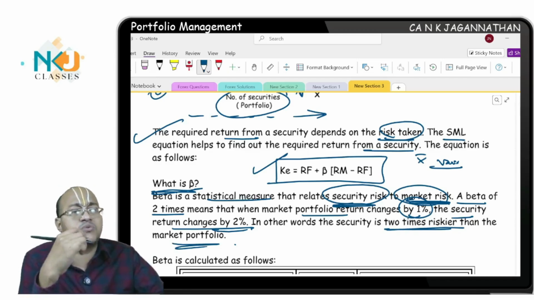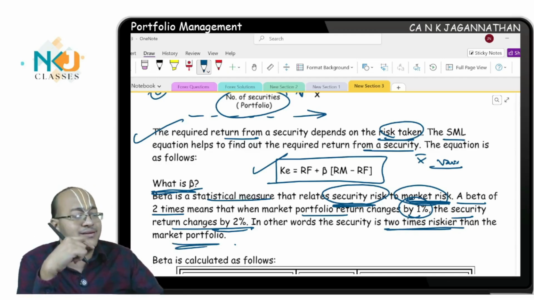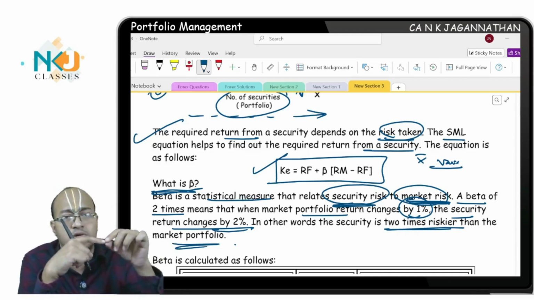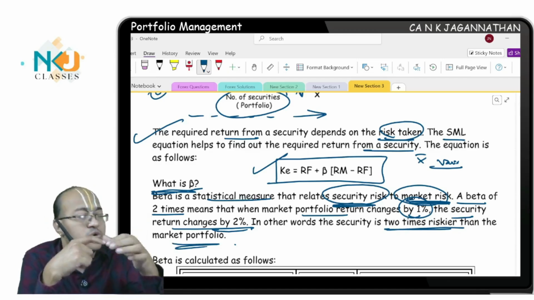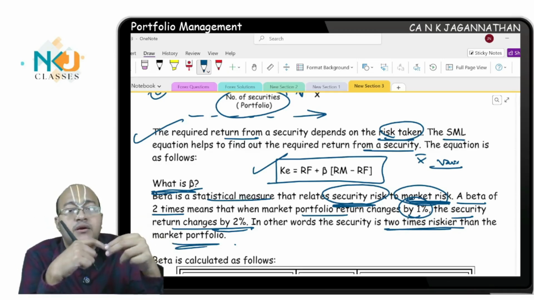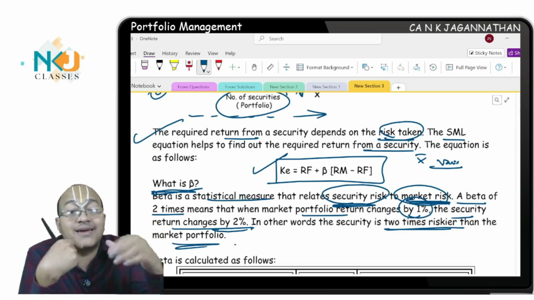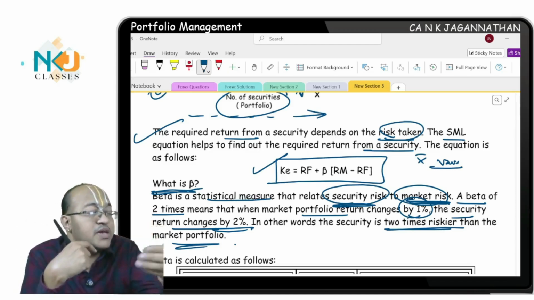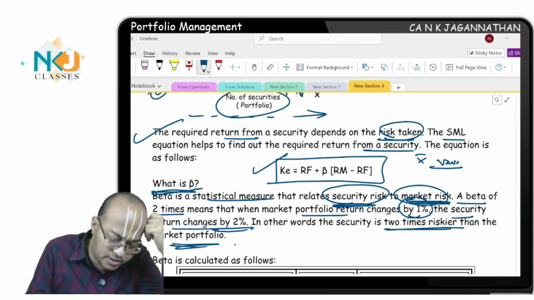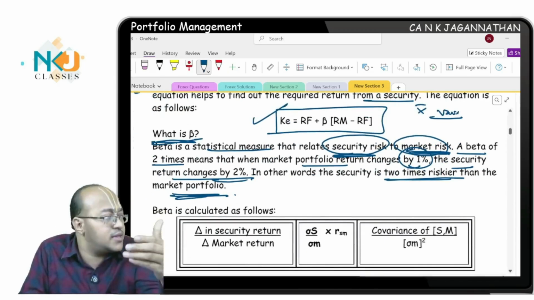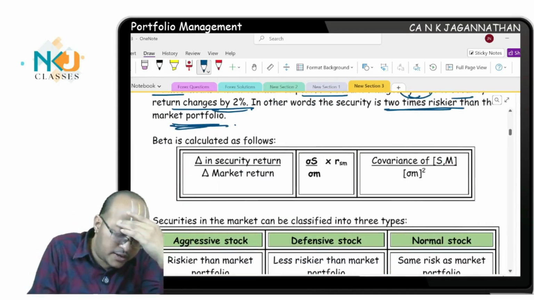Assume the security beta is 2. This is just like the P/E ratio, it is referred to in times. 2 times beta, or 2.5. What does it mean? Rupees or dollars? Times. Just like the P/E multiple, we call it like that. You will refer to it in the market. So it is 2 times riskier than the market. Beta is calculated as follows.